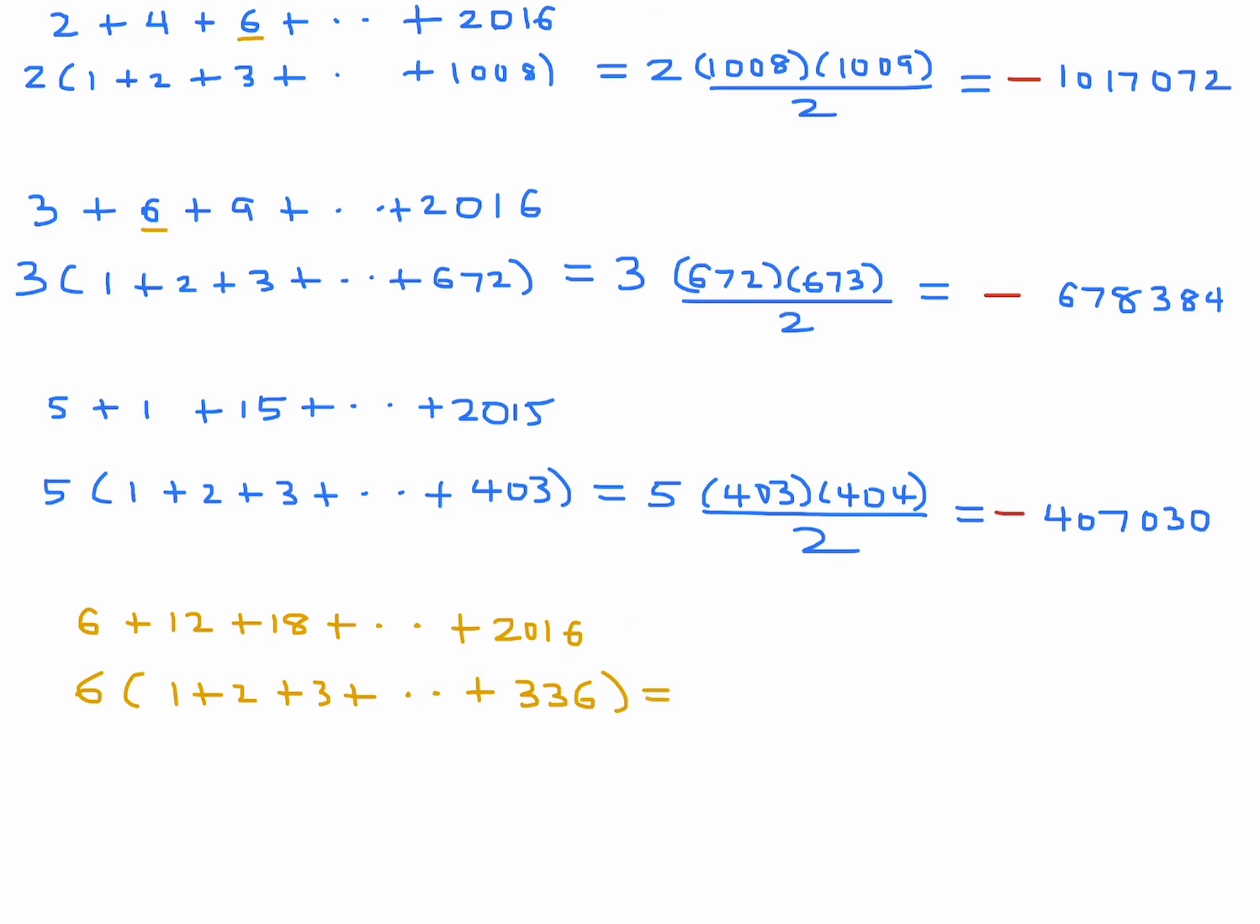So, again, we use our formula: 6 times 336 times 337 divided by 2, and that is going to be 339,696. And this one, remember, we have to add back. We're adding one of those back, one of those multiples of 6. We had subtracted it twice, so we've got to add it back once.